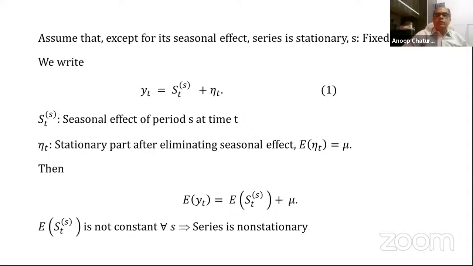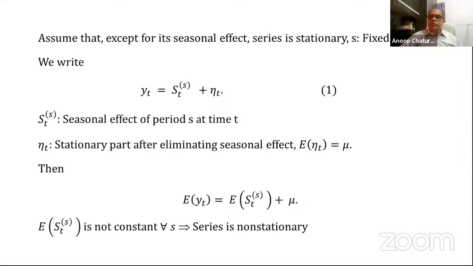So now we assume that except for its seasonal effect, the series is stationary and S is fixed. So you write Y_t equal to S_t^S plus eta_t. S_t^S is the seasonal effect of period S at time t, and eta_t is the stationary part after eliminating the seasonal effect. Expectation of eta_t is equal to mu, so it has constant mean. It is a stationary process.